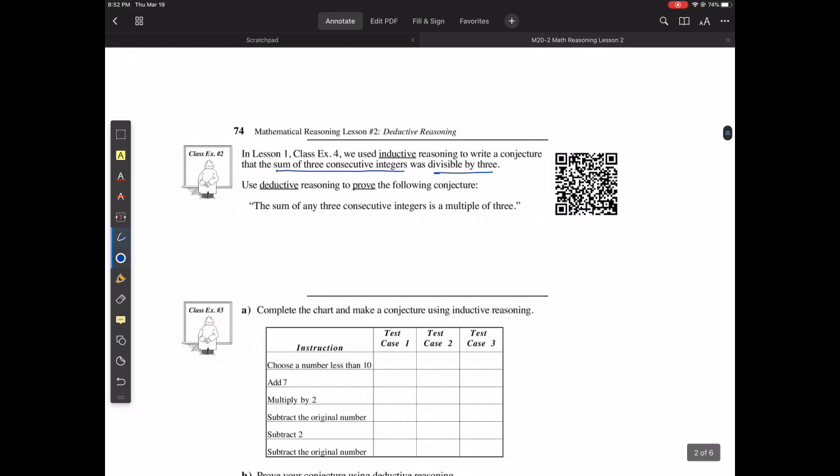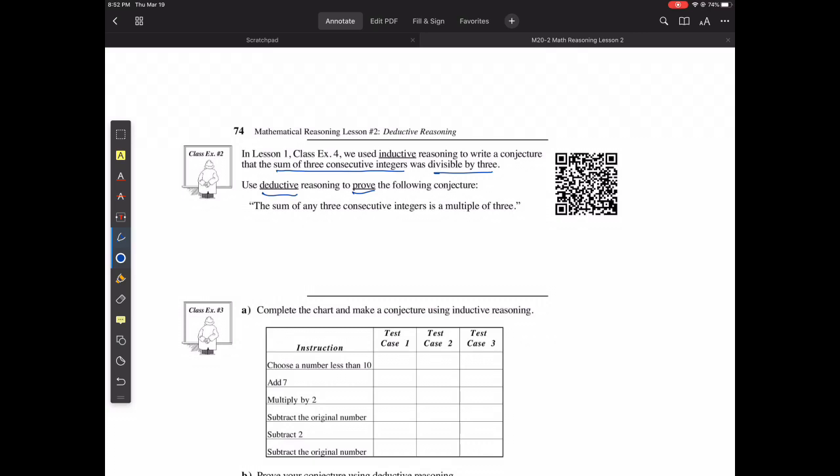Alright, so if we're taking a look at example 2, in lesson 1 we used inductive reasoning to write a conjecture that the sum of three consecutive integers was divisible by 3. So if I had x plus x plus 1 plus whatever it happened to be. When we use deductive reasoning to prove that this is true, this is where we're actually going to use variables to show that every single time this is going to work.